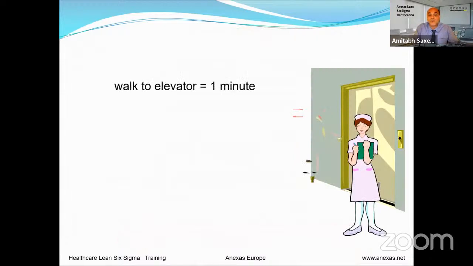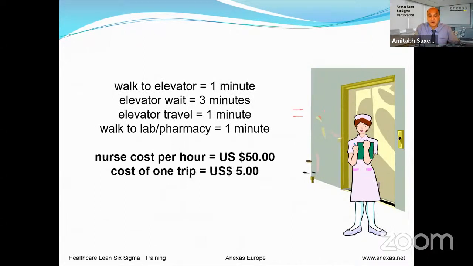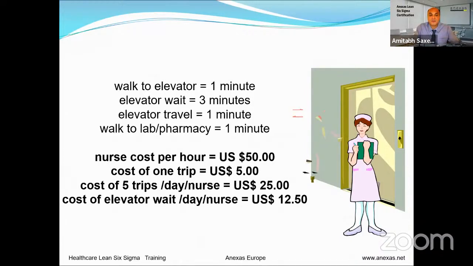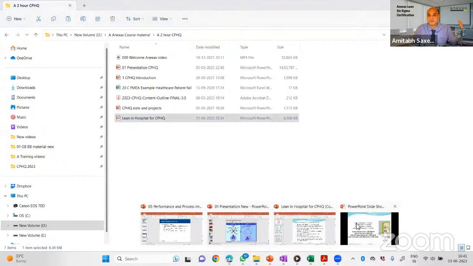Now we have got walk to elevator, elevator wait, elevator travel, walk to lab or pharmacy, nurse cost per hour, cost of 1 trip, cost of 5 trips per day per nurse. So you'll see that everything has a cost. So even moving from one floor to another floor comes at a cost. Why not we reduce these costs? We need to reduce this cost as much as possible.